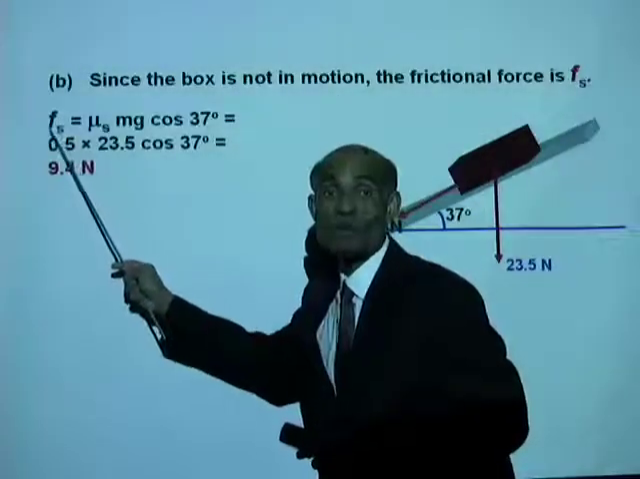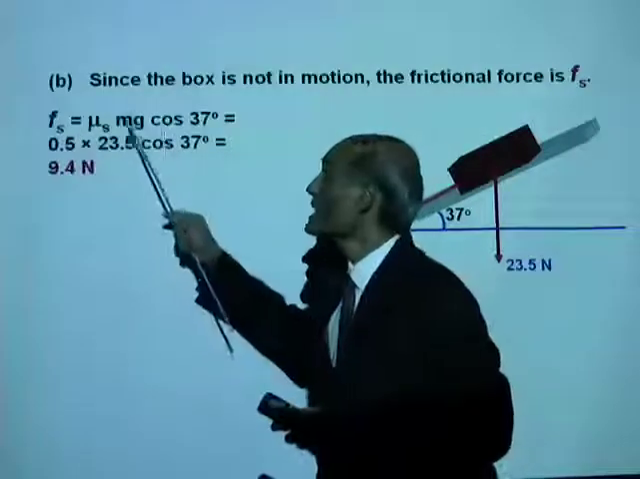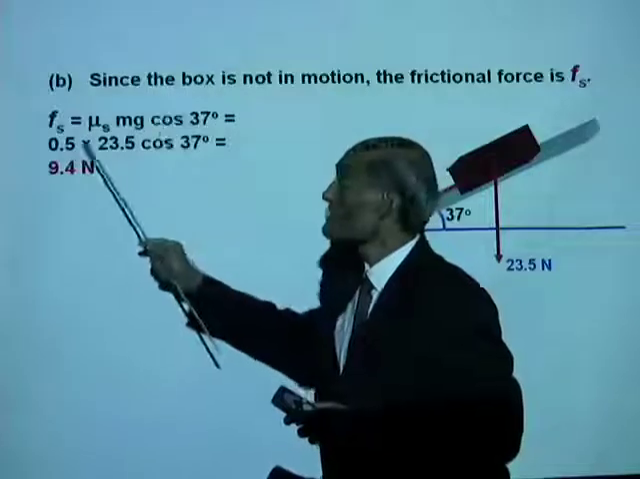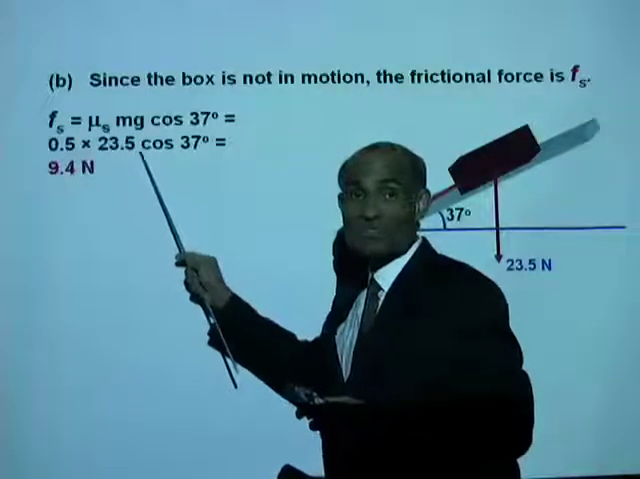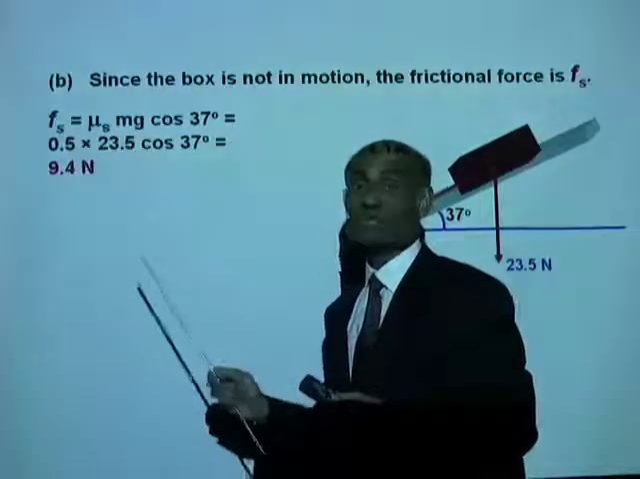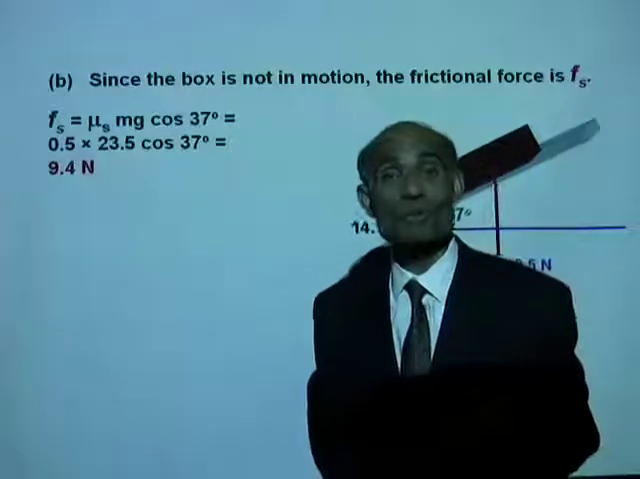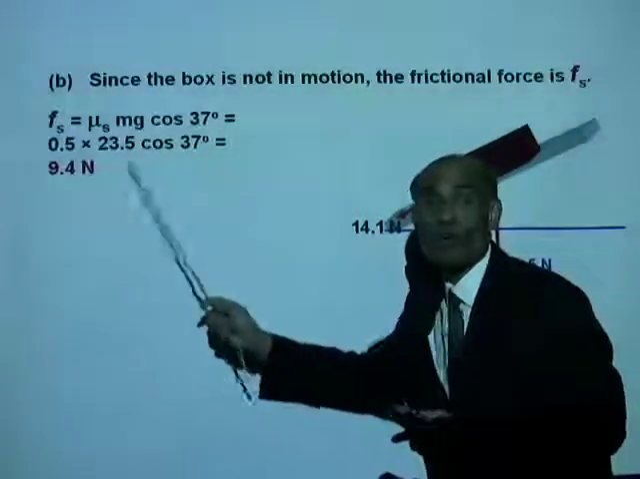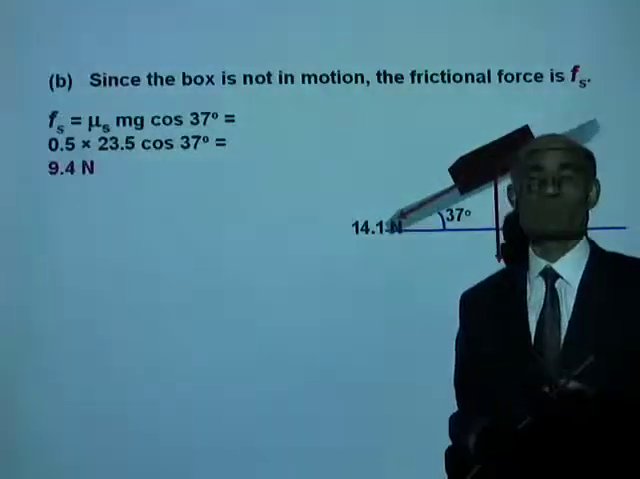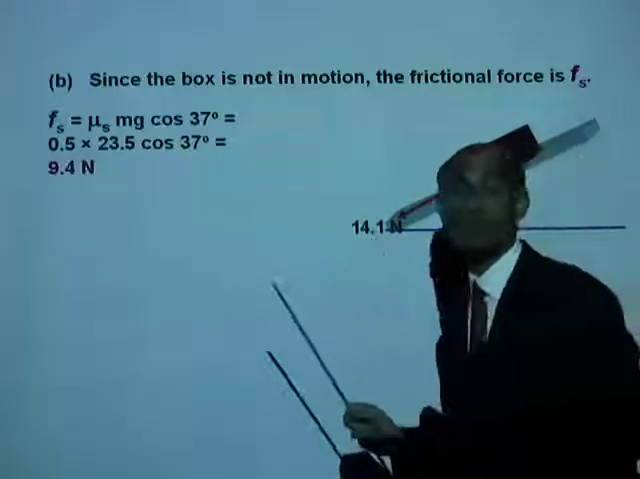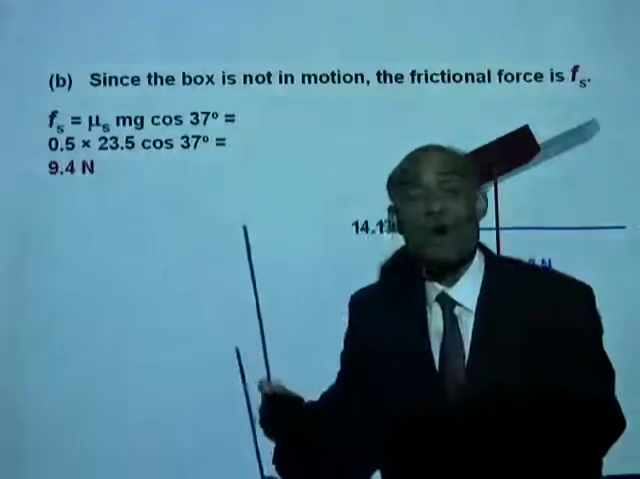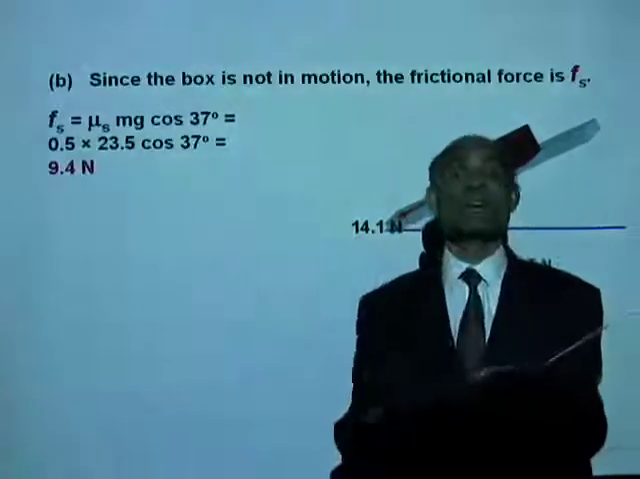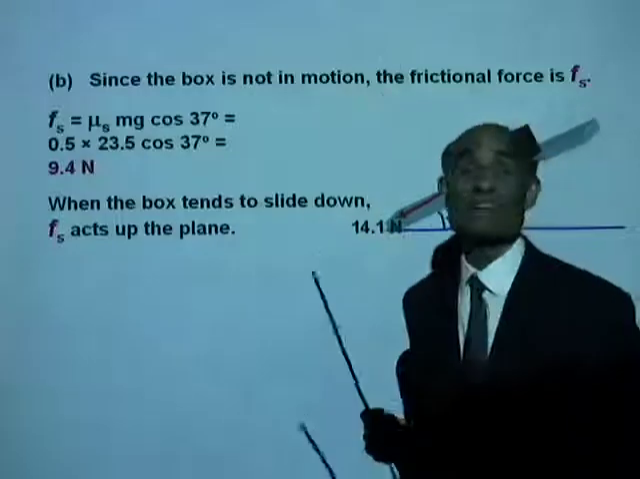And the frictional force this time is the force of static friction, which is mu s mg cos theta, mu s mg cos 37 degrees. Mu s is given to be 0.5, mg is 23.5 Newton times cos 37, and that is 9.4 Newton. So when you place this block on the inclined plane, this frictional force is preventing it from sliding down. But because the downward force is 14.1 Newton, this frictional force alone will not keep it there. You need an additional upward force to prevent it from sliding down. The question here is, what is that additional force?